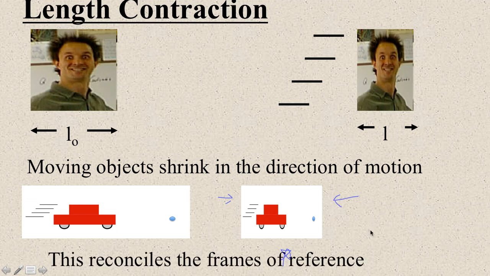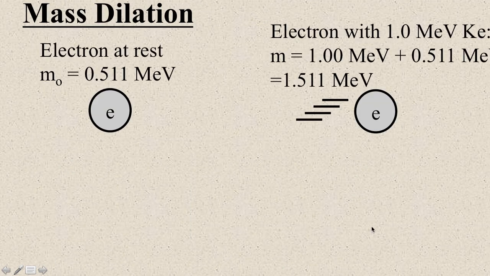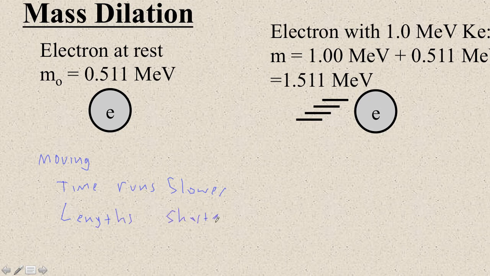And then the other thing that happens is that masses dilate. Dilate means to get bigger. So the summary is that for moving clocks, time runs slower. Lengths get shorter. And mass dilates, mass gets more.